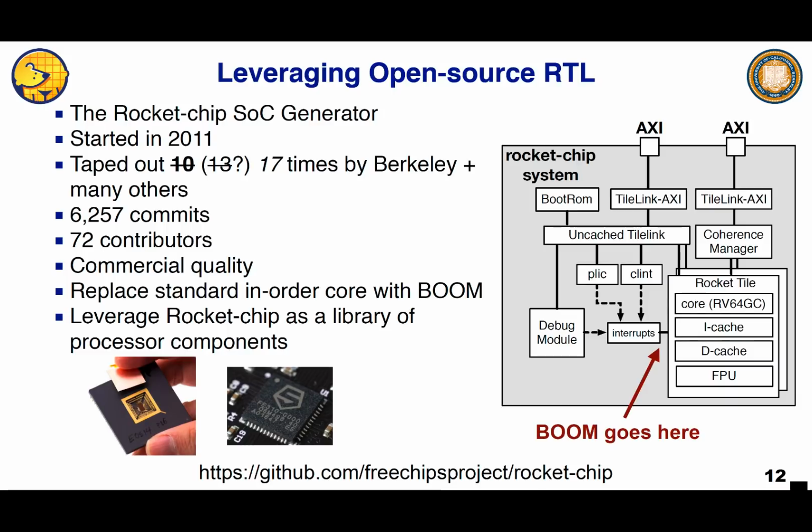What we've done here is we take a Rocket tile, and we instead replace that with a Boom tile. Otherwise, we get the coherence manager, the TileLink to AXI converters, the boot ROMs, the debug modules, the interrupt stuff. All of that we don't have to deal with. We get to just replace it with a tile that speaks TileLink, and then everything else comes for free. And any bug fixes that they do to Rocketship as that continues to be developed, we get for free. So this has been a huge productivity win for us, that we can focus just on the core.